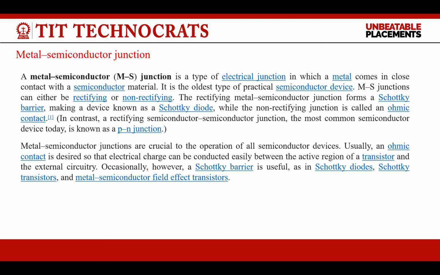And our last topic is metal semiconductor junction. It is a type of electric junction in which metal comes in close contact with semiconductor material. And the oldest type of practical semiconductor device is the metal semiconductor. The junction can be either rectifying or non-rectifying. The rectifying metal semiconductor junction forms a Schottky barrier, making a device known as Schottky diode, while the non-rectifying junction is called ohmic contact.